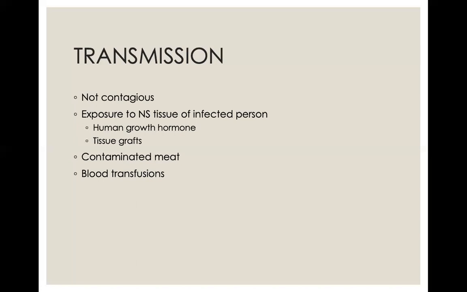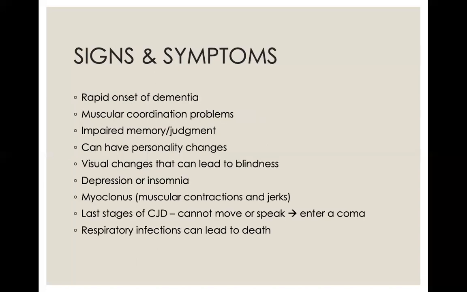And the last point is blood transfusions and plasma transfusions. However, these have not been shown to cause CJD. However, the abnormal prions could accumulate in larger concentrations in an infected patient's lymph nodes, and this could potentially spread the disease. So there is a policy in place stating that you cannot donate blood if you have lived or visited an area where bovine spongiform encephalopathy is common. So signs and symptoms.